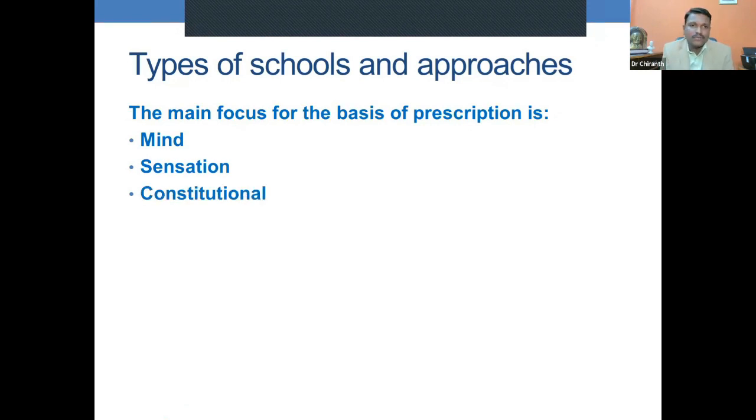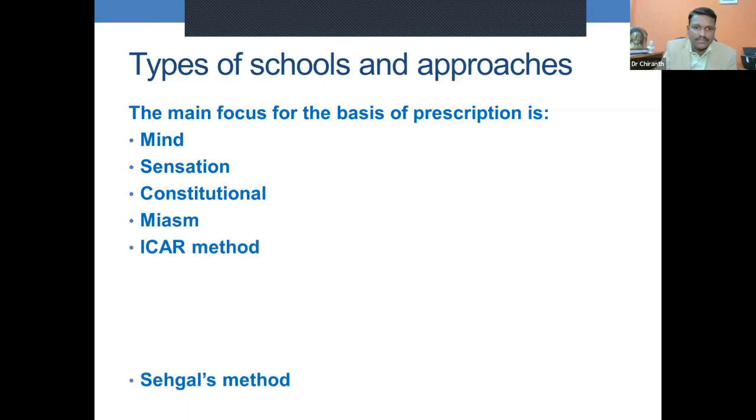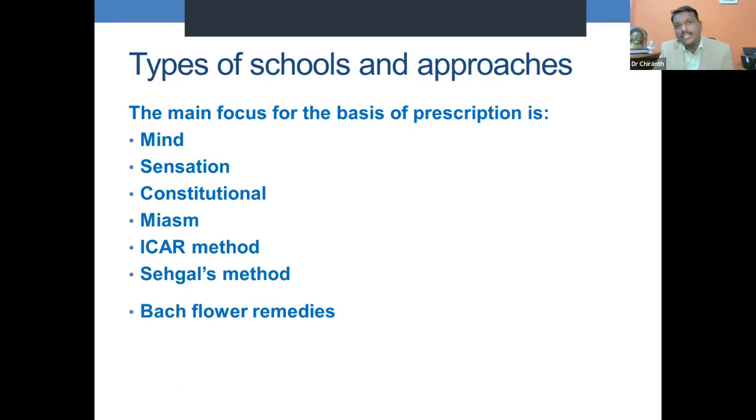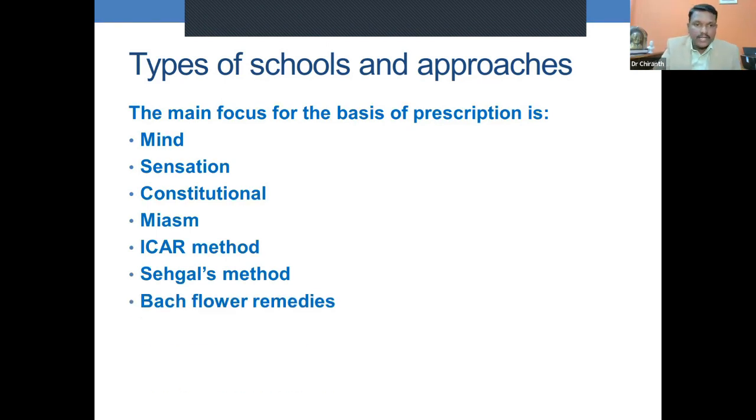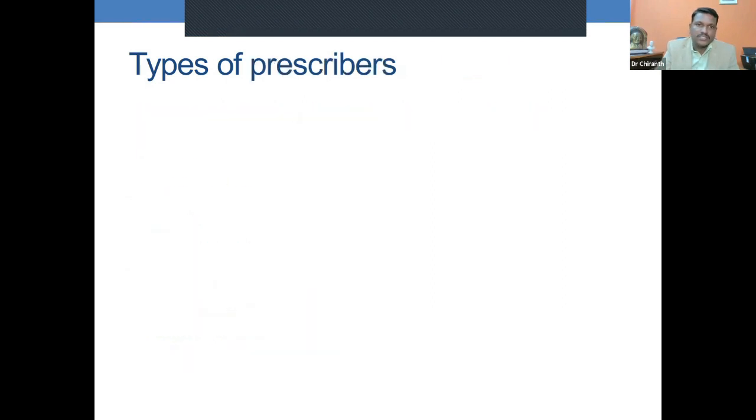We also see some practitioners saying we are constitutional prescribers. What does that mean? We all know about it. And there are a few practitioners who base their prescription mainly on the miasms. We know the ICR method. We have heard of the Sehgal method. Some practitioners purely practice with the Bach flower remedies. Some practice with the tissue remedies. Some only with the mother tinctures.